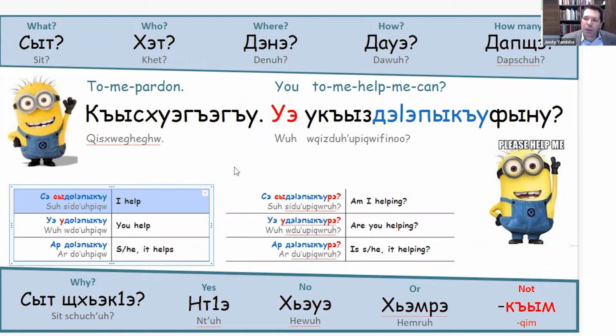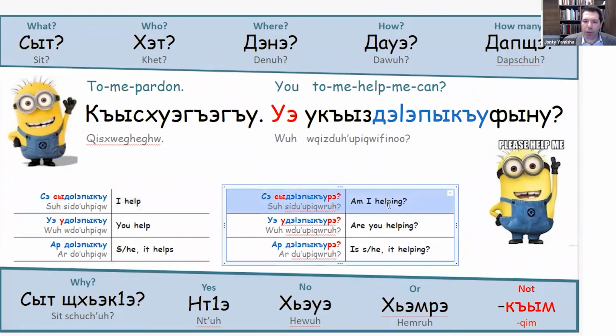So this is where we need to be careful about the verb form, right? Sid the apuk, I help. Wad the apuk, you help. Ar the apuk, he, she, or it helps. And then the question form's a little different. Sid the apukura, am I helping? Wad the apukura, are you helping? Ar the apukura, is he, she, or it helping?